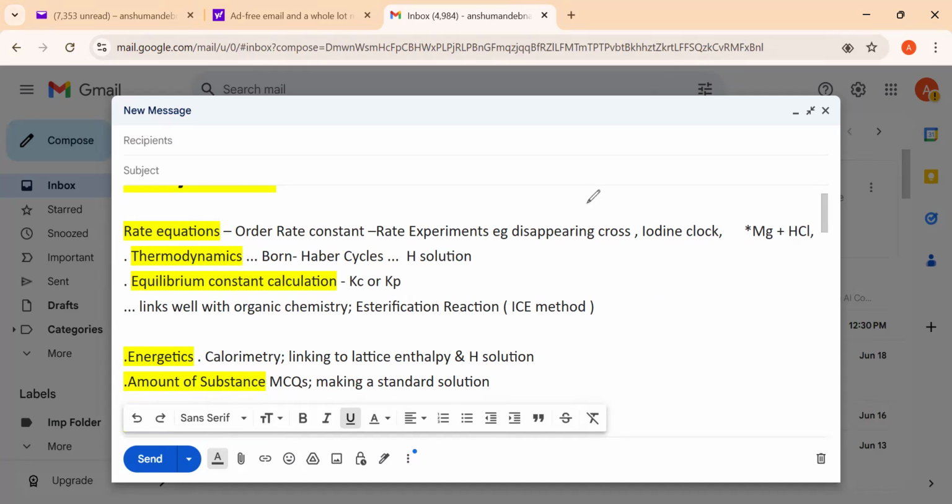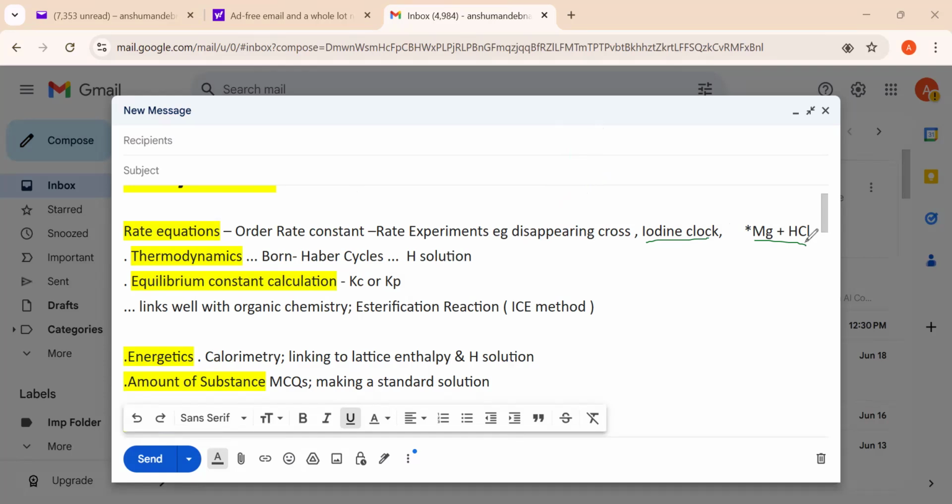This can be the cross reaction, visualizing the cross, or it can also be connected with a spectrophotometer. The iodine clock reaction will be there. Also, metal plus acid gives you salt and hydrogen, and we get that hydrogen gas in the gas syringe, note down the volume coming, and plot concentration and time. Next is thermodynamics.